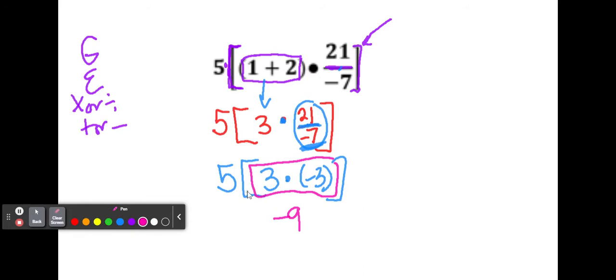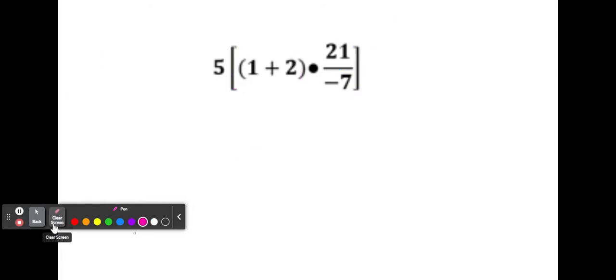And I said that this is going to be multiplied. Whatever my answer was inside the brackets would be multiplied by the 5. And 5 times -9, that is my last step, is -45. All right, let's go to number 3.